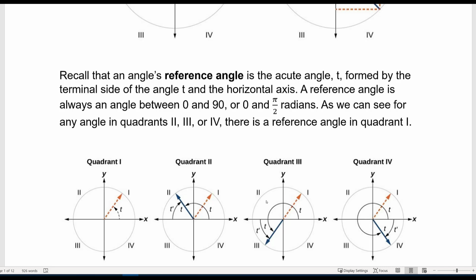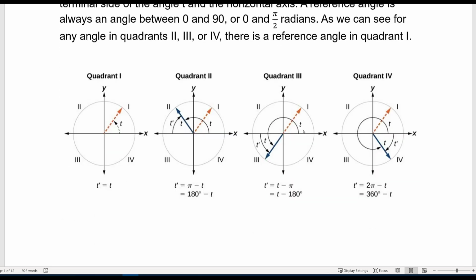Recall that an angle's reference angle is the acute angle t formed by the terminal side of the angle t and the horizontal axis. So these are going to be acute angles, so that's 0 to 90, not inclusive of 90, because that would be a right angle. A reference angle is always an angle between 0 and 90, or 0 and pi over 2 radians. As we can see, for any angle in quadrants 2, 3, or 4, there's a reference angle in quadrant 1. So if here's our t, here's the angle over here, and the reference angle is this angle there. It's smaller. It's an acute angle. We call it t prime.